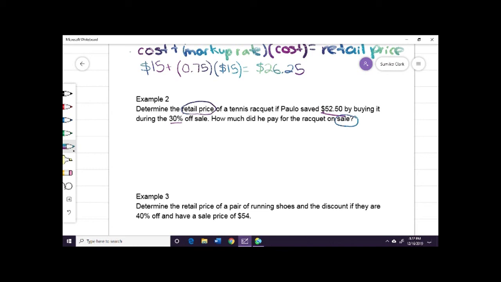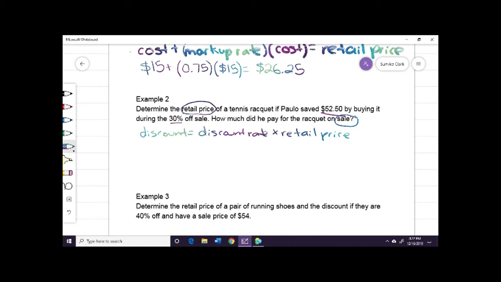Okay, so we have the retail price, and we also have the amount that he saved, and we have the discount rate. So we have the discount rate, and we want to find the retail price. So we know from our formulas that discount equals discount rate times retail price. Okay, so we can plug in and solve.